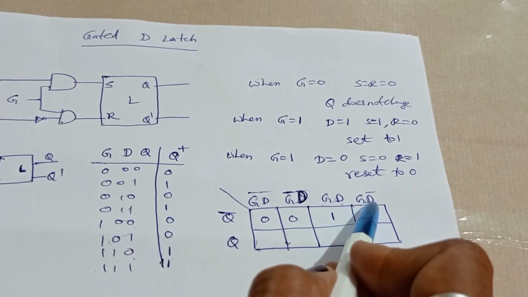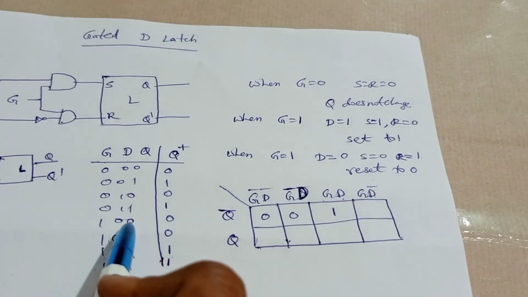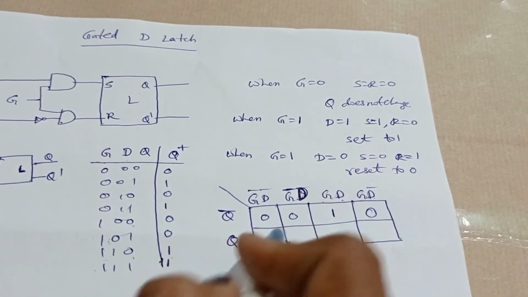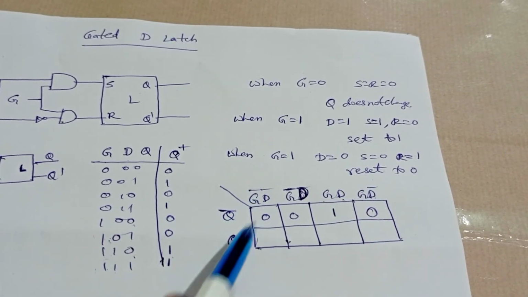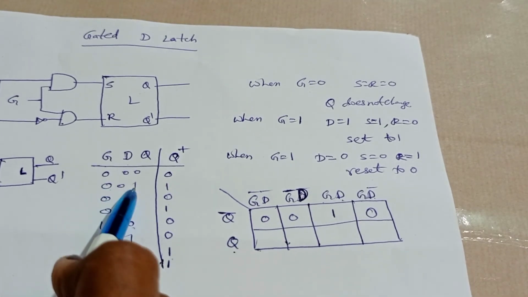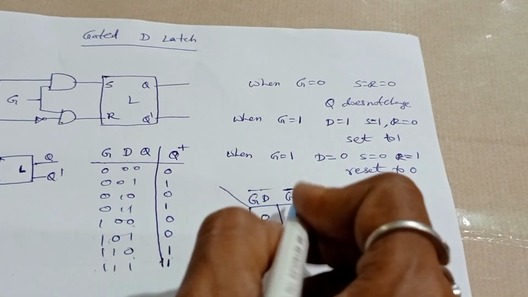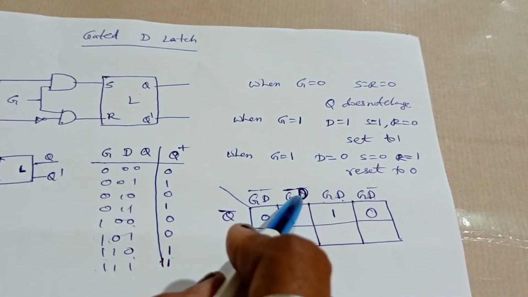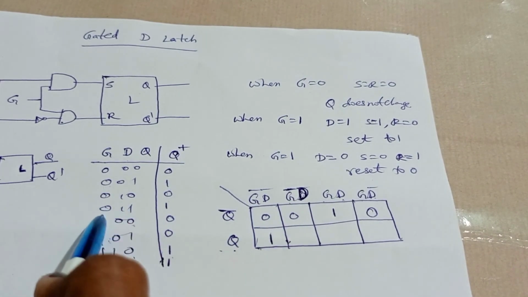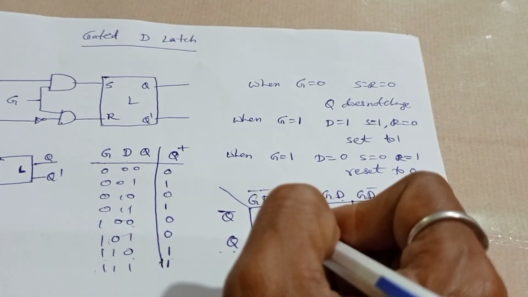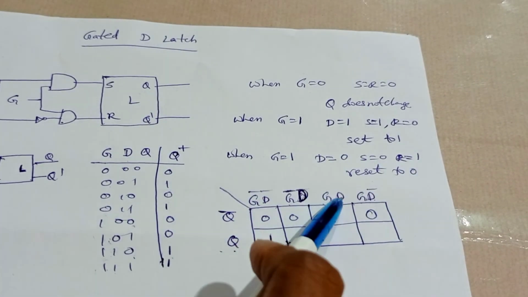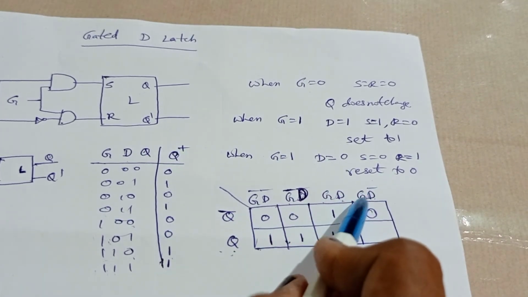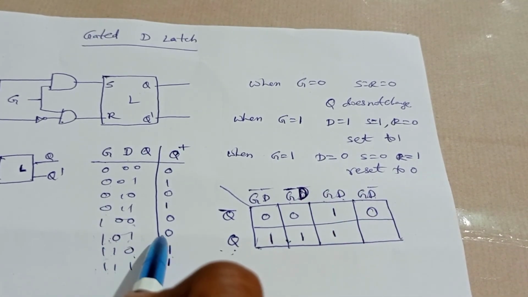Next G 1, D 0, Q 0, 1 0 0, the value is 0. Next 0 0 1, 0 0 1, the value is 1 output. Next 0 1 1, 0 1 1, the next state is 1. Next 1 1 1, all ones, output is 1. 1 0 1, 1 0 1 is 0.